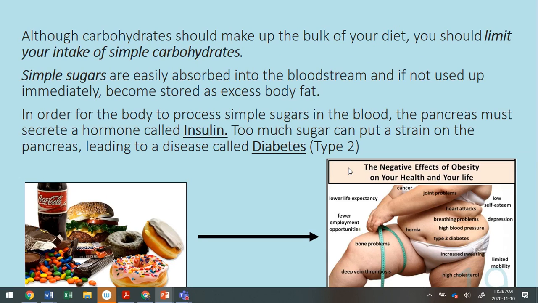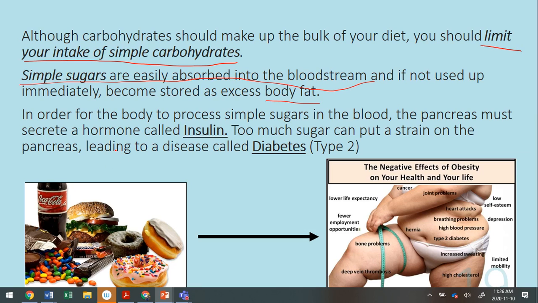So carbohydrates, as I mentioned, should make up the bulk of your diet, but you should limit your intake of simple carbs. Simple sugars, especially monosaccharides, are easily absorbed into your bloodstream, and if they don't get used up immediately, they get stored as fat.